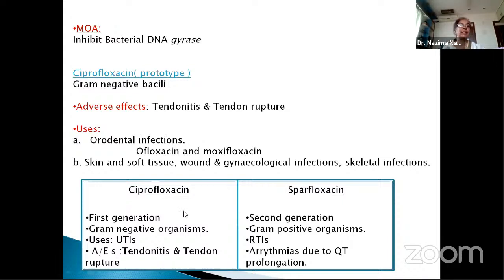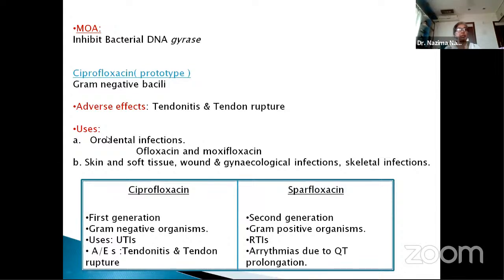Now coming to the mechanism of action of the fluoroquinolones, they act by inhibiting the bacterial DNA gyrase. So this enzyme is inhibited, and thus the drugs are bactericidal in nature. Now we come to ciprofloxacin, which is the prototype drug in this group of drugs. It mainly acts on the gram-negative bacilli. The adverse effects of ciprofloxacin: it causes tendinitis and tendon rupture. Again, this drug is not used in pregnancy because of the teratogenic effects.